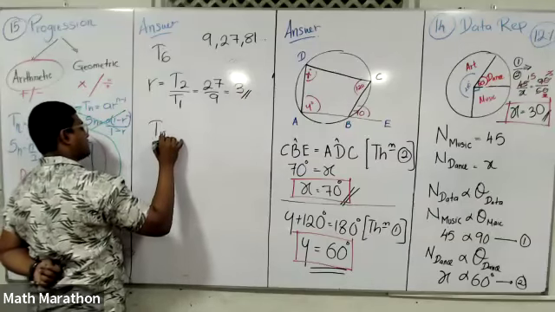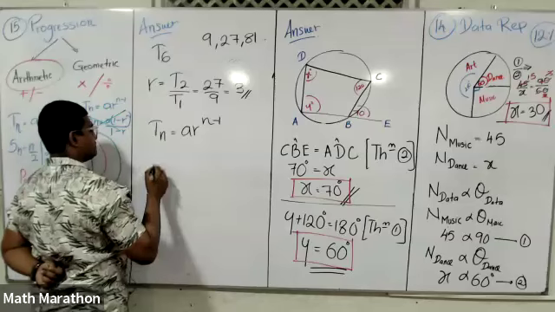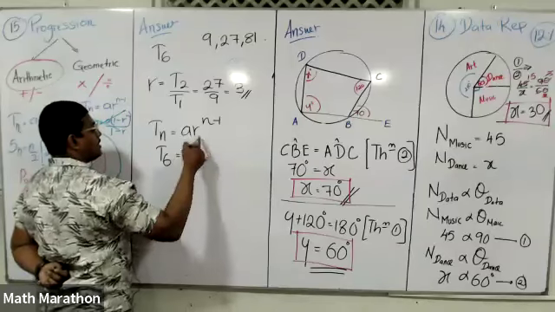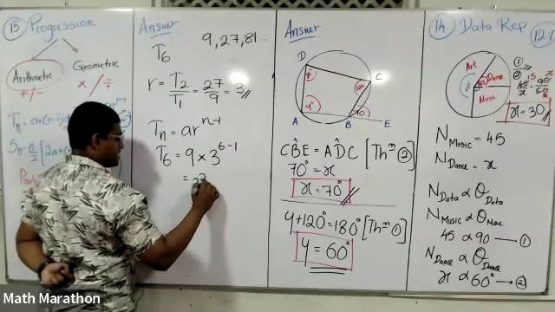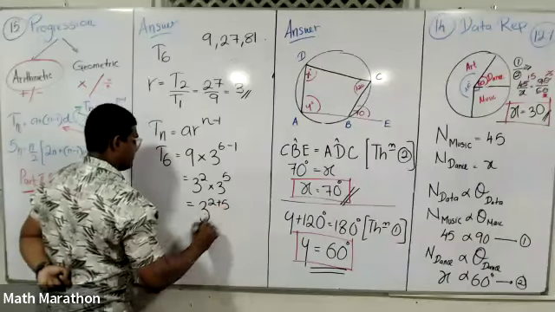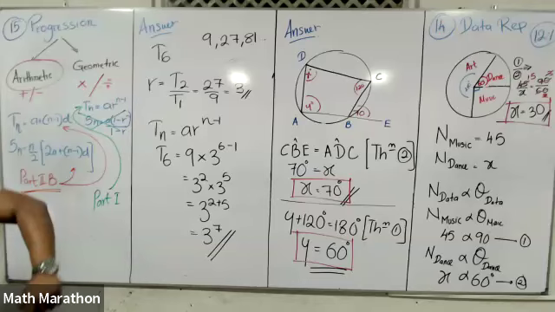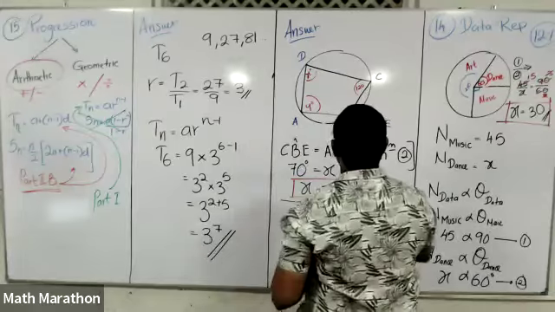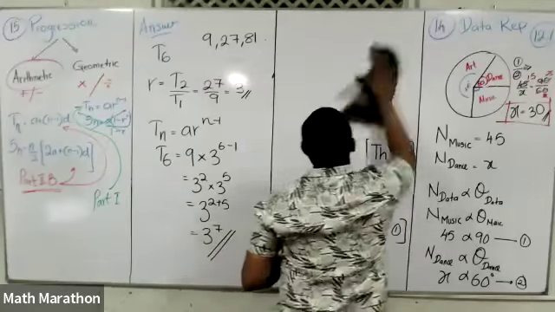To find T6, Tn equals ar to the power n minus 1. T6 equals, a is the first term, 9, and the common ratio is 3, to the power 6 minus 1. 3 squared multiplied by 3 to the power 5. 3 to the power 2 plus 5, answer is 3 to the power 7. They are asking for the answer as a power of 3. They don't want you to find the simplified version of this. If they are asking only for a power of 3, why do you want to complicate life? Leave it as it is.